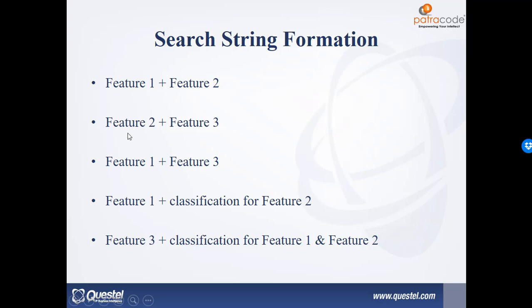Next, we will do feature 2 plus feature 3. The reason why I told you to identify feature 3, that is application, is that sometimes a patent application does not include the novelty words or novelty features, but they may use the application part in that particular application.